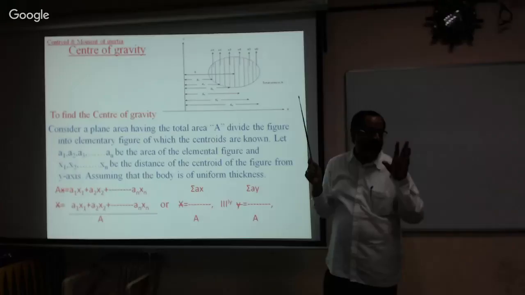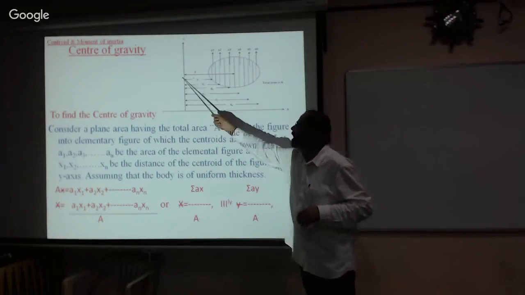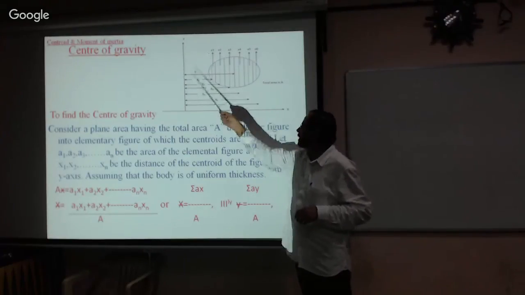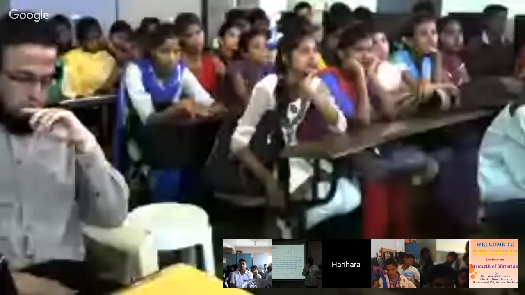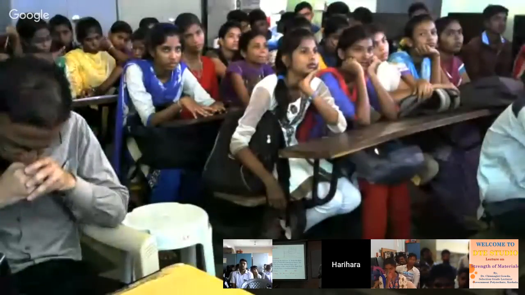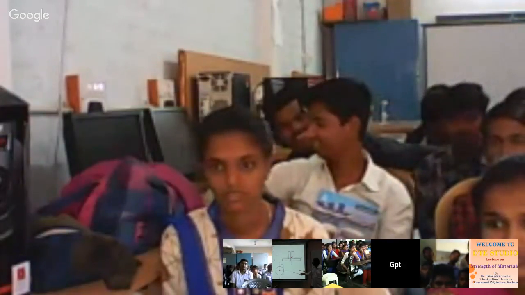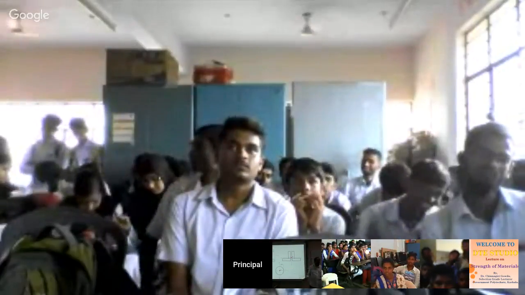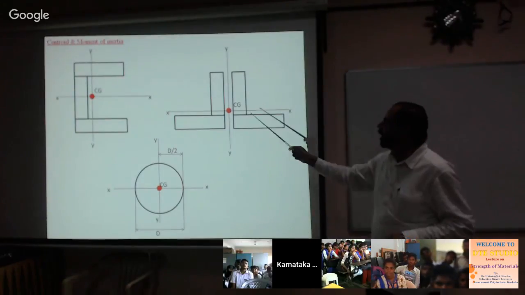Now, always please remember that this is the x-axis and y-axis. And one more most important thing you should remember: for example, this is the centroid. Now come and tell me where it is lying. Center, isn't it? Okay. Now where is it lying?